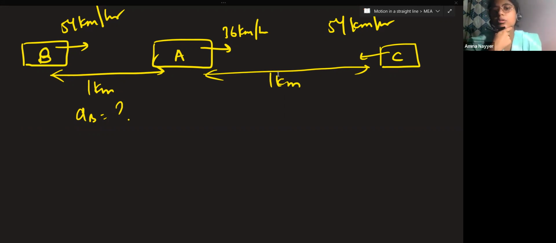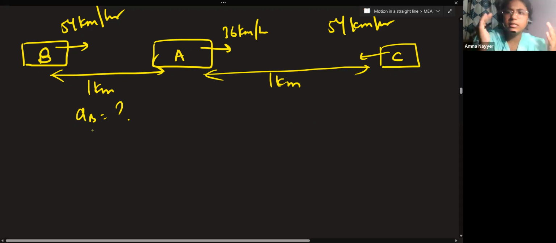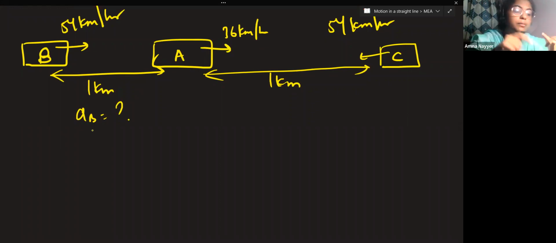15 will be 54, no? 54 into 5 by 18, no, Aisha? And 10 meter per second. Yes, perfect. See others, how to convert velocities. Because obviously this is not given in your SI unit. SI unit for velocity is meter per second. That's why you have dimension analysis lesson before this.